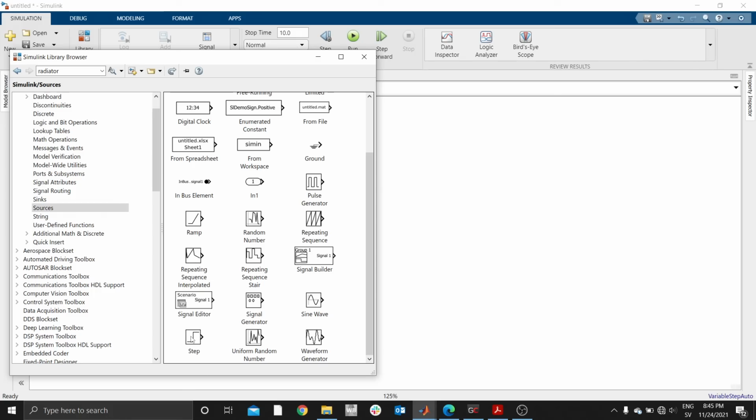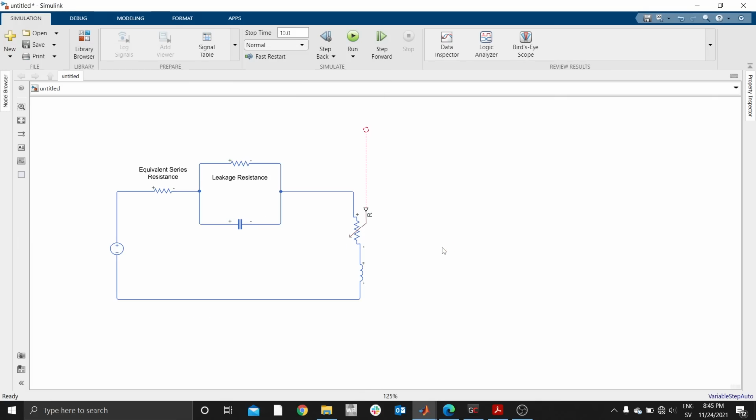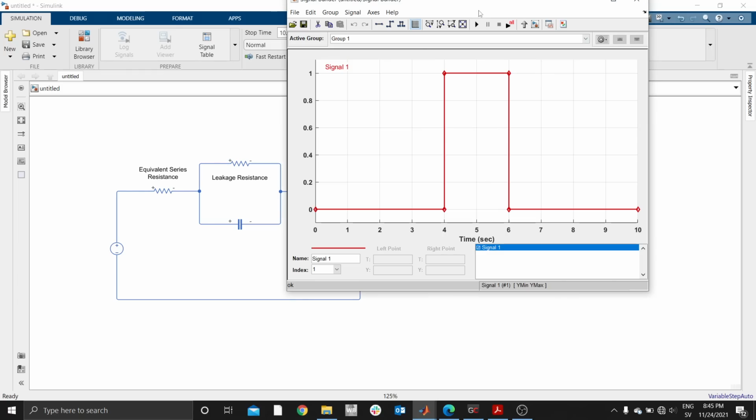You can have a step, sine wave, ramp, but we need a signal builder. Here it is, this one. We can maybe do some quick googling on how to use this one. So let me give you a quick demonstration.